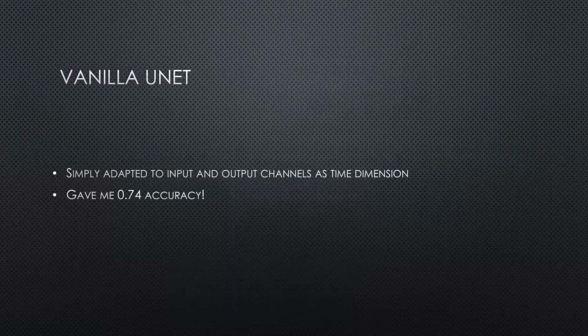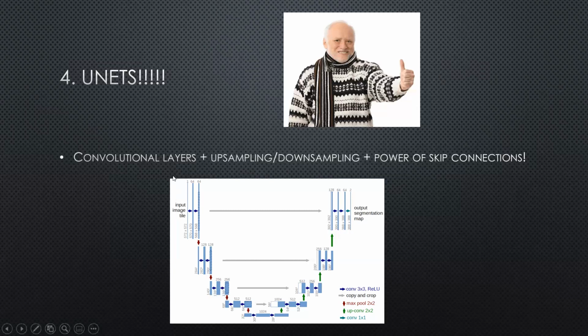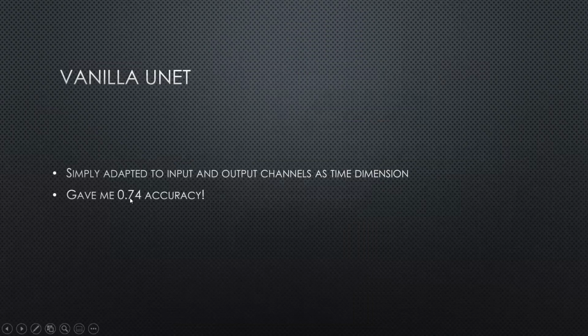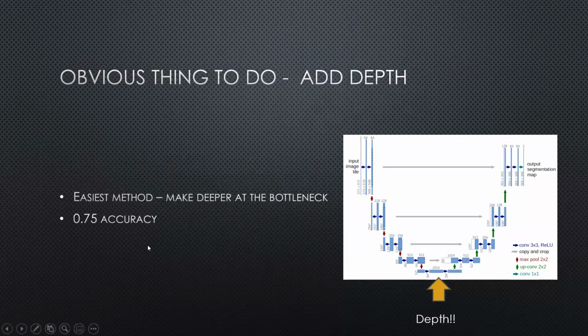So I had my vanilla UNet. I just adapted it to accept 12 images and output 24 images, and it gave me 0.74 accuracy. And this was one of the bigger jumps I had in accuracy. The simple thing I did was I made this section here deeper, where the bottleneck is, and that gave me another percent accuracy improvement. Now the thing is, it's such a small improvement. Maybe if I trained the original vanilla UNet longer, I would have gotten better results. But it was basically using whatever I could in the time I had.